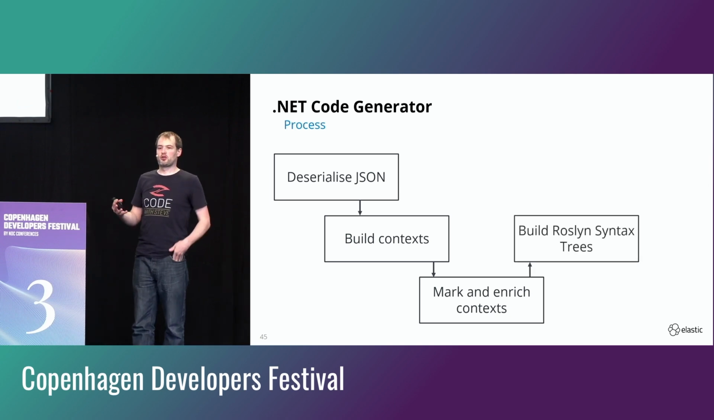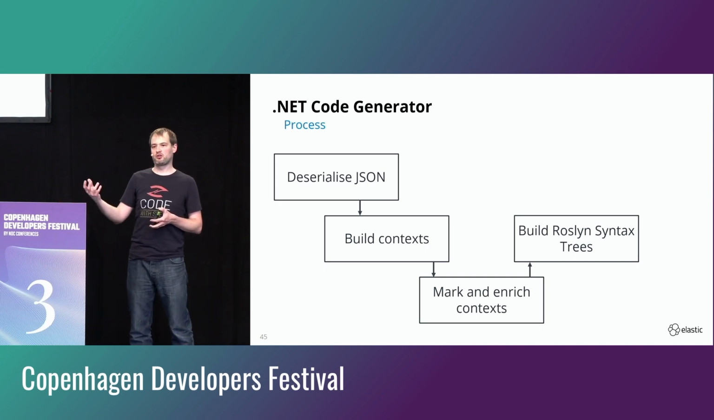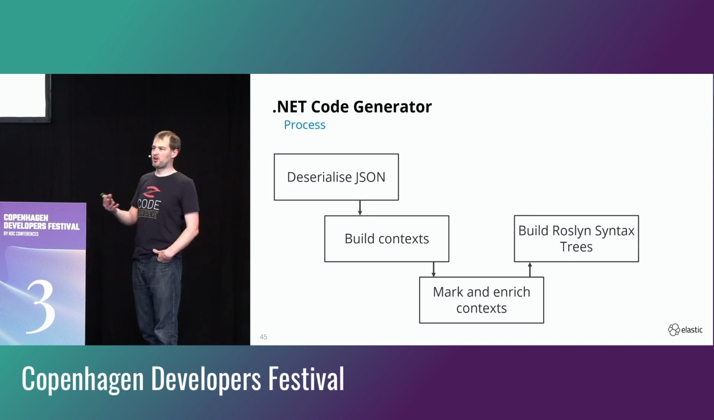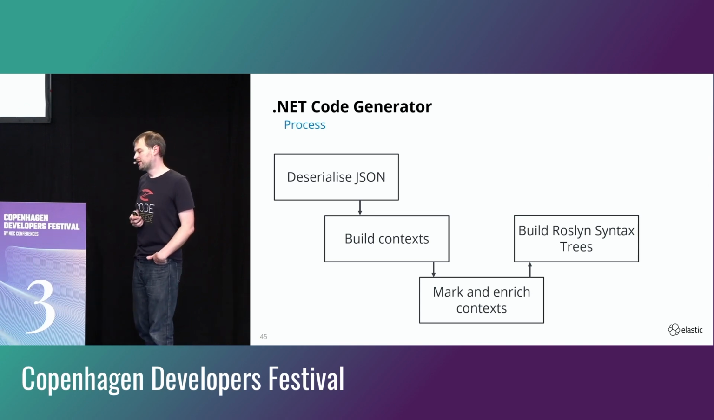But once we've got a lot of information built up from the schema and the rules around how we're going to model that in C# that are defined through that marking and enrichment phase, we can then actually build up the syntax tree for each C# file that we want to produce. And we do it kind of file by file. Some files will have multiple classes, some may just have one.